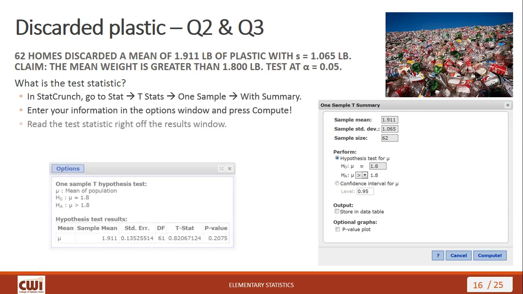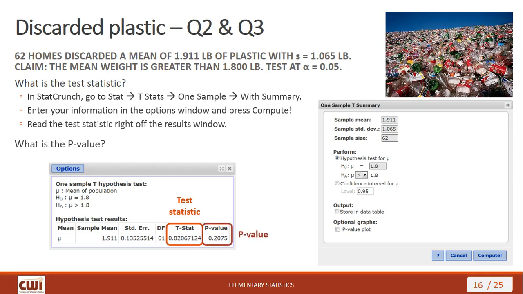Press compute when you're done, and then in the results window you can read the test statistic right off. The test statistic will always be the second to last value in the results table. The third question is, what is the p-value? Well, we can get the p-value by reading right off the results window. It's always the last value listed there. So the last value is the p-value, and the next to last value is our test statistic.